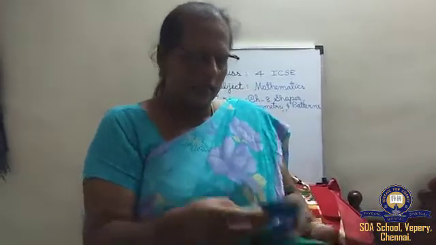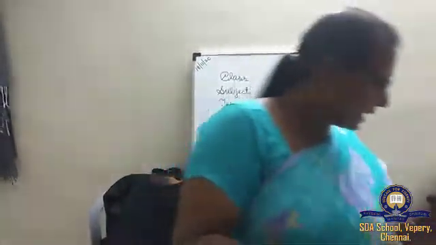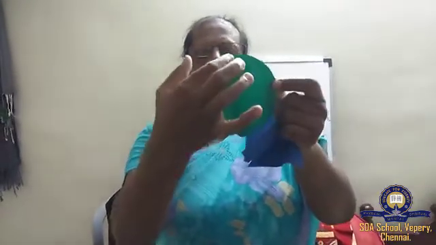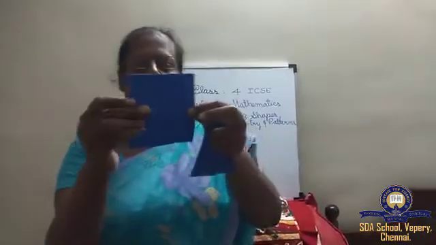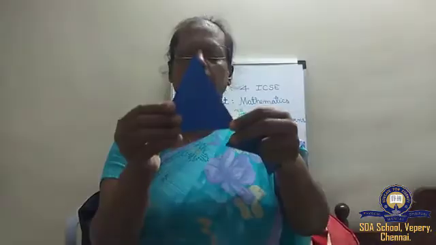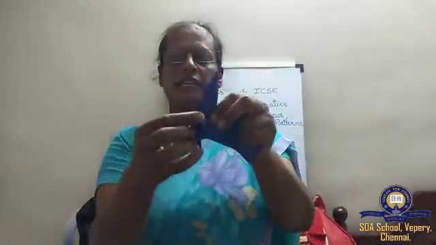And then see, circle. If you take a circle and fold like this, in the middle we get a symmetry, isn't it? This is called the dividing line. And then square. When you fold like this, the two folds are equal, and this is called symmetry. And this is triangle. See, triangle also, if you fold like this, you can see this is the symmetry.